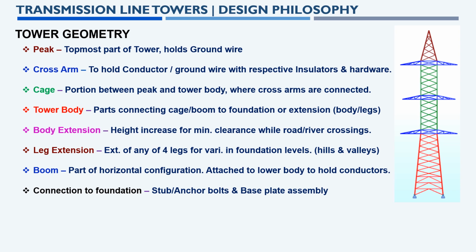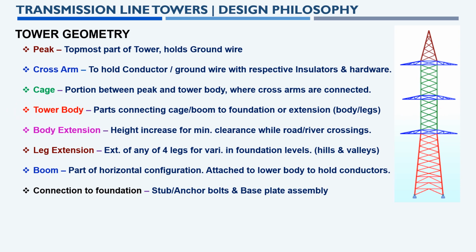Next we are going to see tower geometry. Based upon the colors, you can see the right hand side pictures. The top one is the peak, in brown color, the topmost part of the tower which is holding the ground wire. Next one, in blue color, is the cross arm. This holds the wire with respect to insulators and hardware. So these three are the cross arms here. The next one, in green color, is the gauge. It is the portion between the peak and the tower body.